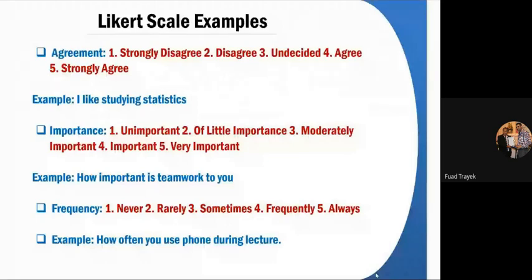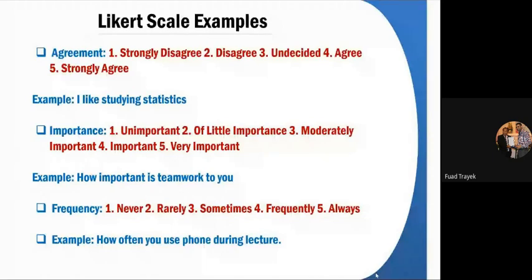Some researchers prefer to use 7 scales, 7 measures, which could be strongly disagree, somewhat disagree, undecided, somewhat agree, agree, and strongly agree. So it's all up to you as a researcher how you formulate the agreement scale. An example of this agreement scale could be, I like studying statistics. You could say, I strongly disagree, which means you don't like studying statistics, or I strongly agree, which means you like studying statistics.